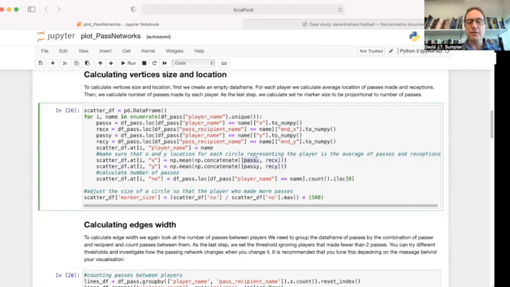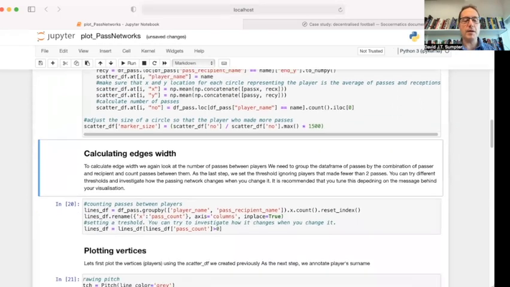This is where the pass was made from. This is where the pass was received. We can concatenate those two variables together, and we take the mean. And then we also count up the number of passes that were made. So now we actually have both the X and Y. And what we do is we say that the marker size of the scatter we're going to make is proportional to the number of passes made.